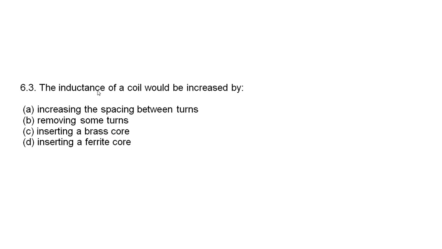Inserting a ferrite core in the inductor. Ferrite has a high permeability, and that would increase the inductance of the inductor. The inductance of a coil would be increased by inserting a ferrite core in the inductor. That would increase the inductance, that would increase the inductive reactance, and that would reduce the circuit current.